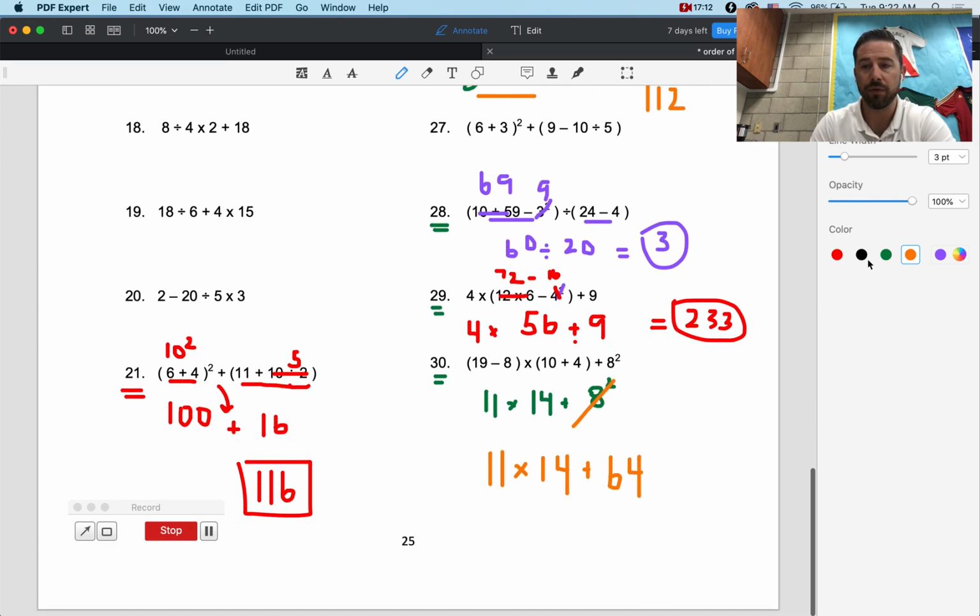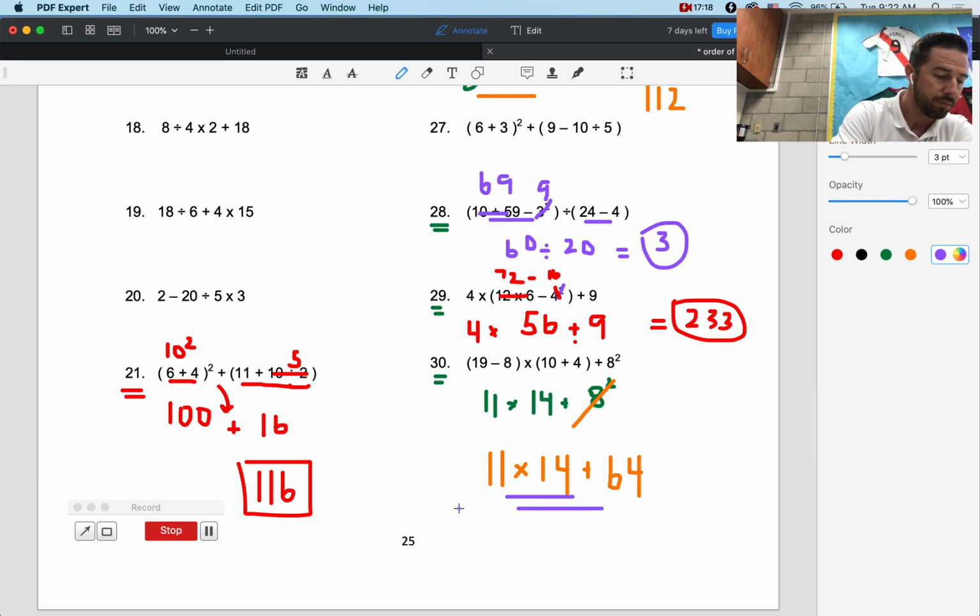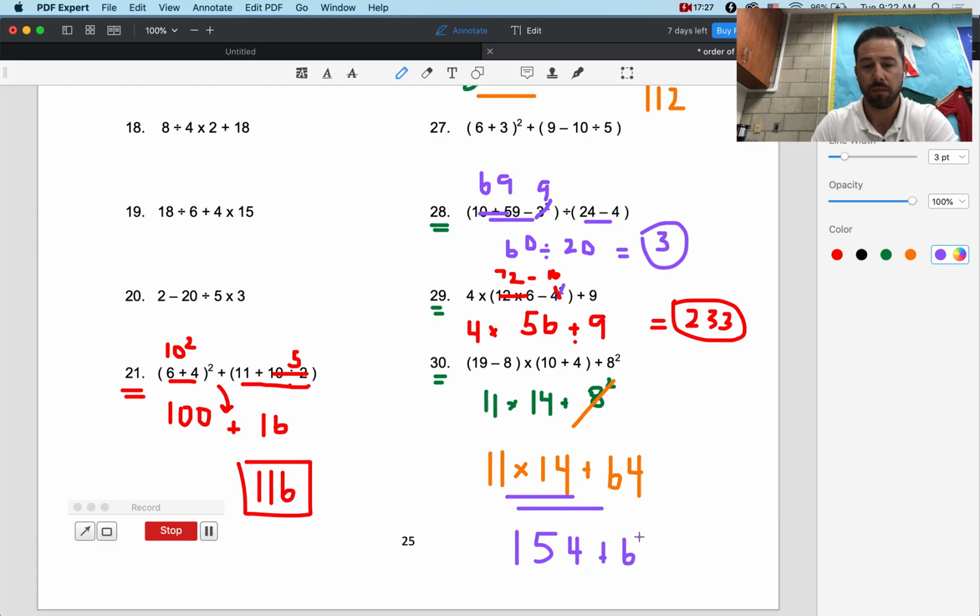Okay, now what are we going to do first? Well, I can tell you what we're going to do first. Okay, we're going to do the multiplication first. 11 times 14 is 154 plus 64 equals 218.